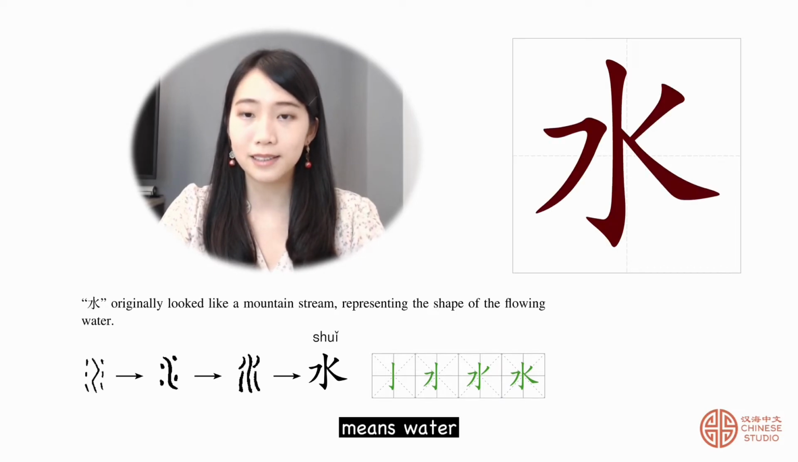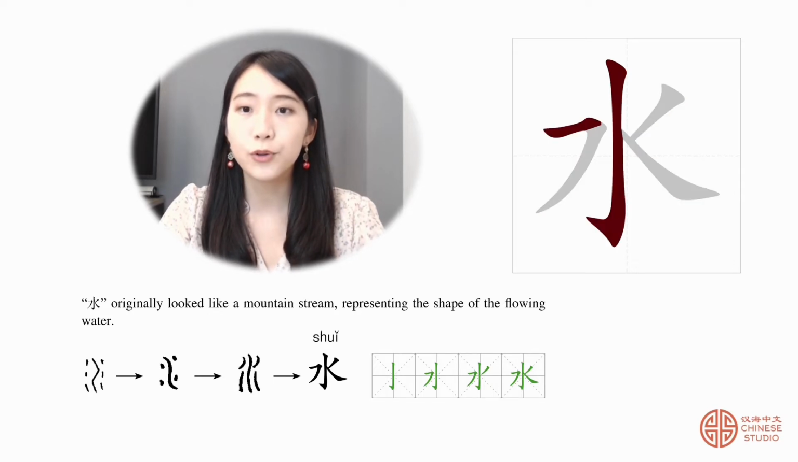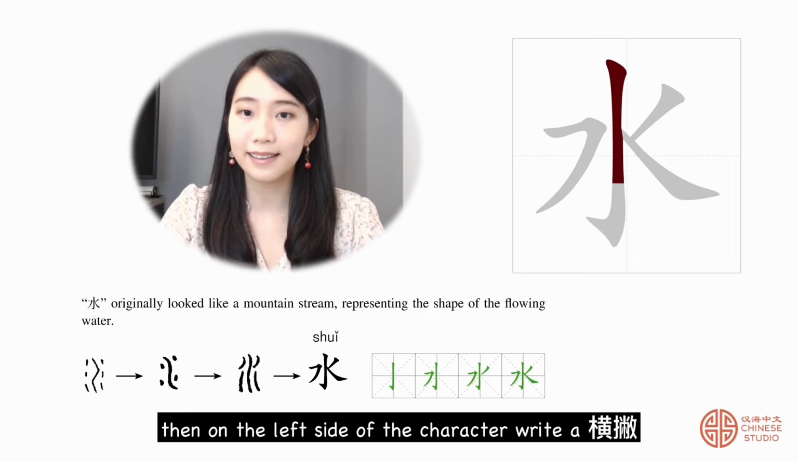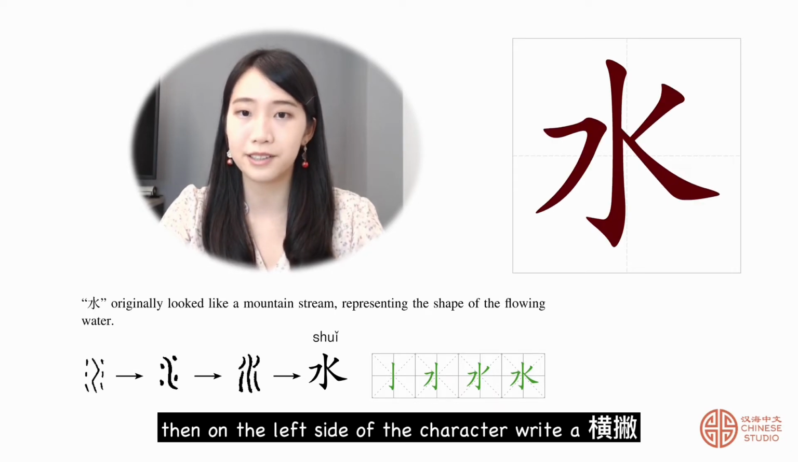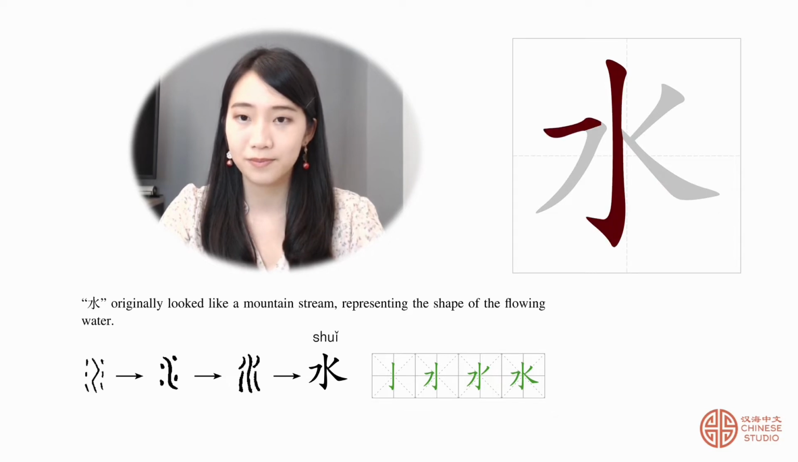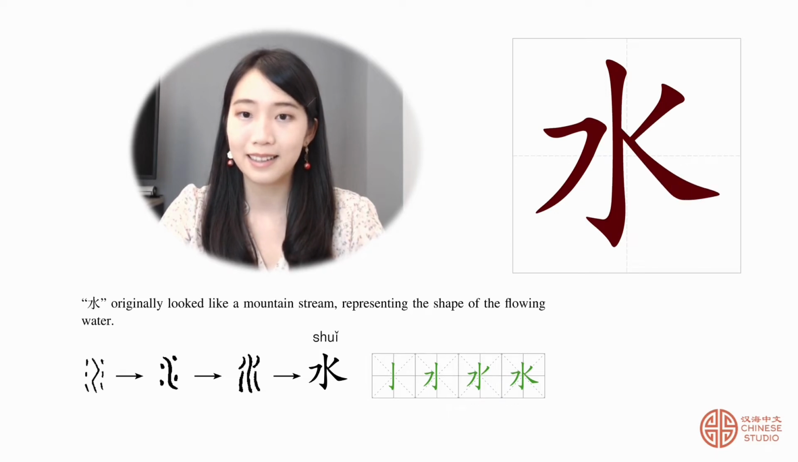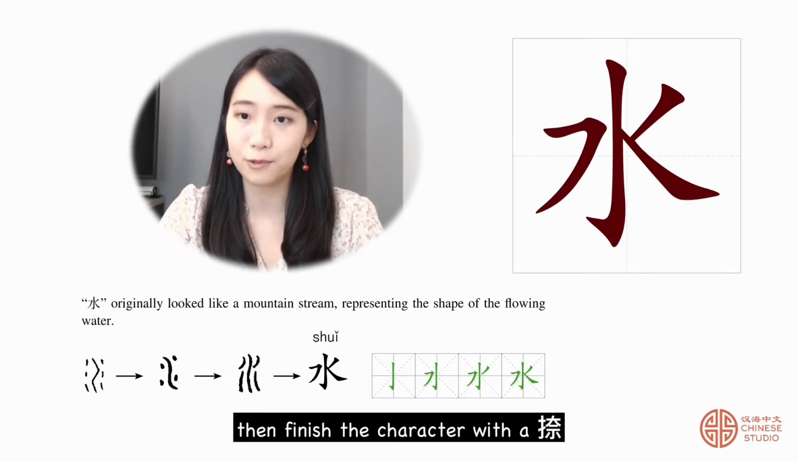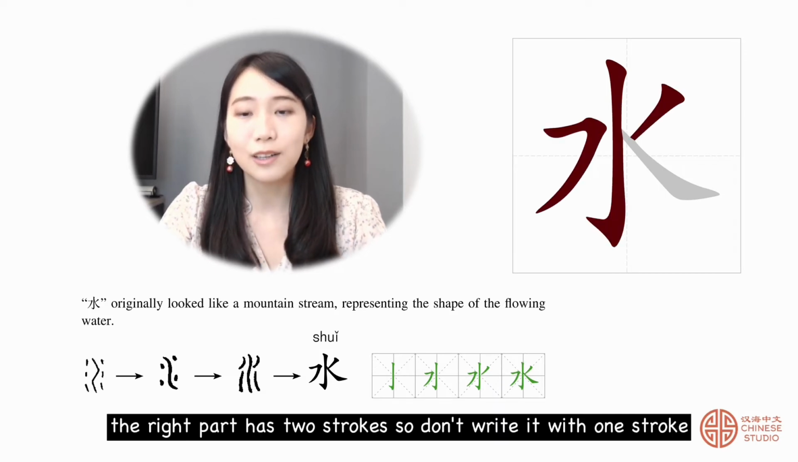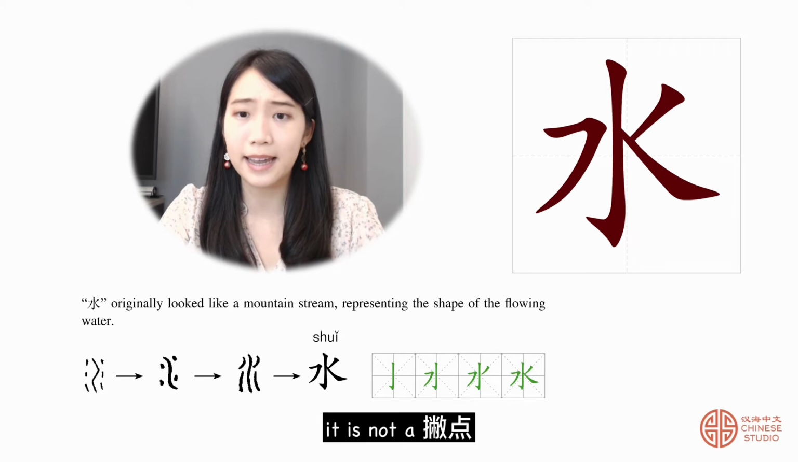水 means water. It starts from the middle part, 树钩. Then, on the left side of the character, write a 横撇, which touches the middle of the 树钩. Next, write a 撇 on the top right side. Then finish the character with a 捺. The right part has 2 strokes, so don't write it with 1 stroke. It is not a 撇点.